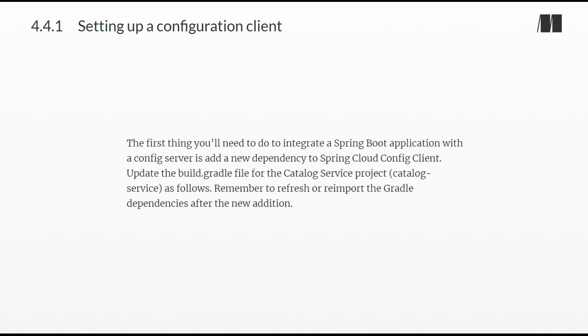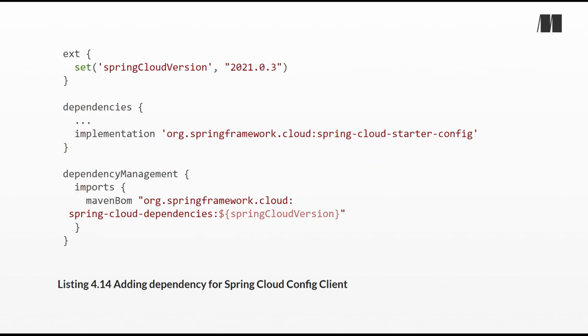Section 4.4.1. Setting up a configuration client. The first thing you'll need to do to integrate a Spring Boot application with a config server is add a new dependency to Spring Cloud Config Client. Update the build.gradle file for the catalog service project, catalog service, as follows. Remember to refresh or re-import the Gradle dependencies after the new addition. Listing 4.14. Adding dependency for Spring Cloud Config Client.